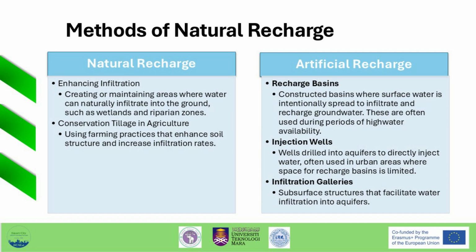Another natural method is conservation tillage in agriculture, using farming practices that enhance soil structure and increase infiltration rates. Artificial recharge can be implemented by three methods: building recharge basins, injection wells, or infiltration galleries. Recharge basins are constructed basins where surface water is intentionally spread to infiltrate and recharge groundwater, often used during periods of high water availability. On the other hand, injection wells are drilled into aquifers to directly inject water, often used in urban areas where space for recharge basins is limited. The third method is building infiltration galleries, which are subsurface structures that facilitate water infiltration into aquifers.